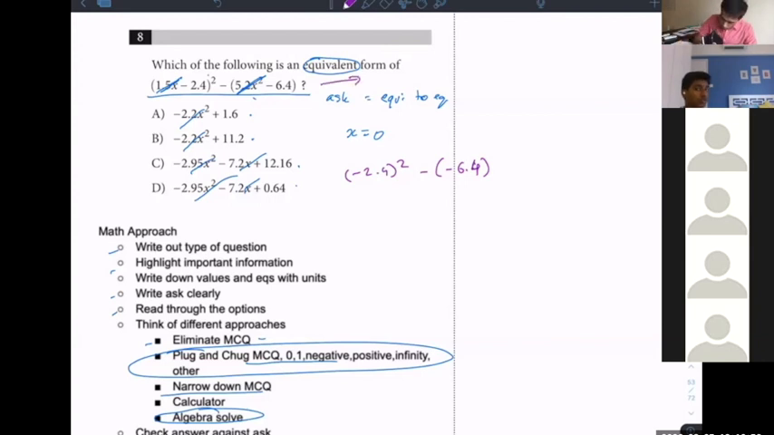Perfect. And since the second bracket is not a whole square, the X term cannot get eliminated. Since A and B do not have 3 terms, they're already out. And for C and D, since the X square term is the same, I tried to figure out the constant by using the calculator, and I got 12.16. So then C is the answer. So you used a calculator. Okay.